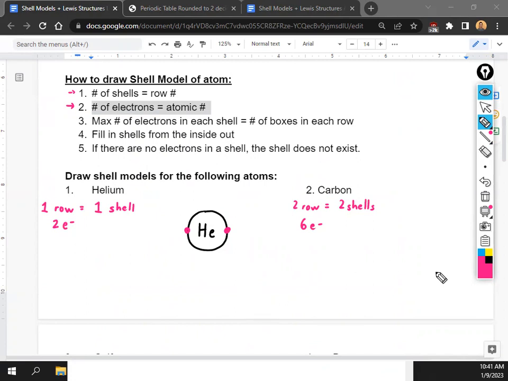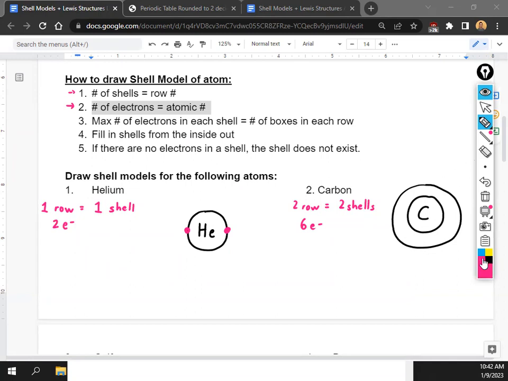Okay, so let's draw carbon. So I'll draw carbon right here. Carbon is going to have 2 shells, so we have to draw 2 circles around carbon. Okay, and we have to draw 6 electrons. Now, this one's a little bit different because in the first example we could only put the electrons on 1 shell, right? But now there's 2, so we need to figure out where to put the electrons on the shells.